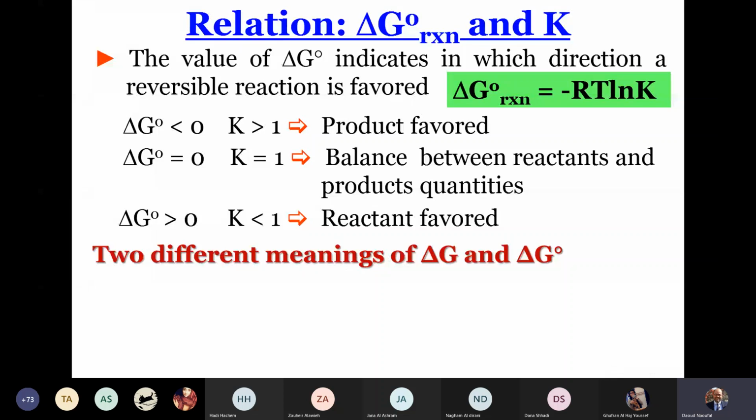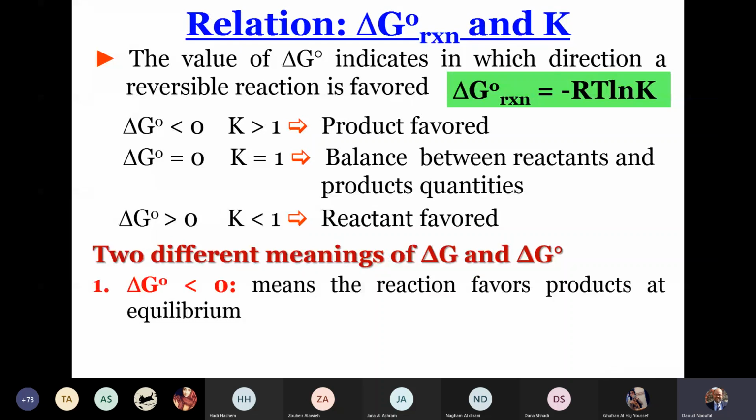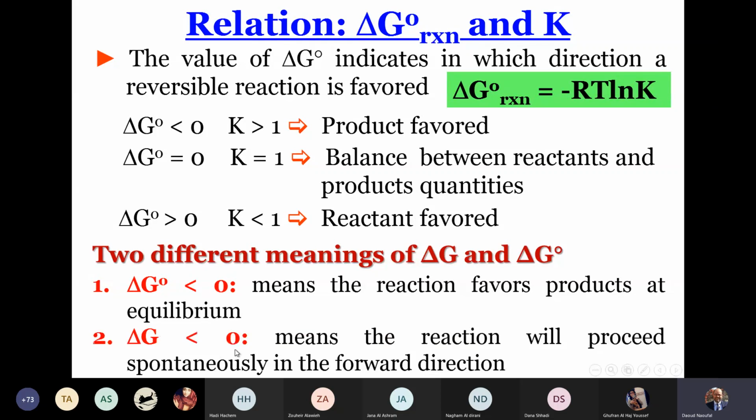Two different meanings of delta G and delta G0. Delta G0 negative is related to the advancement of the reaction: does this reaction favor products or reactants at equilibrium? But the term delta G negative means the reaction is spontaneous in the forward direction.